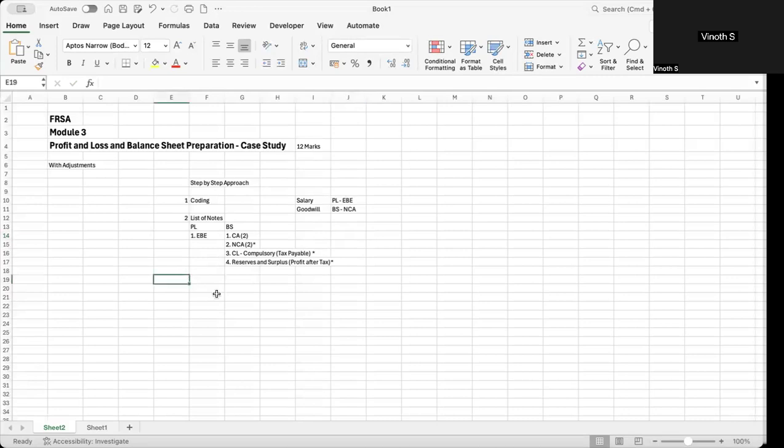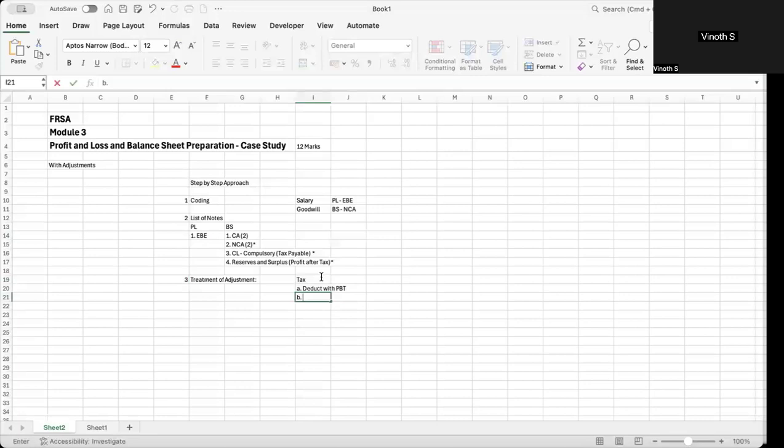Step 3: I will write the treatment of adjustments. Mostly your case study has 2 adjustments. One is the compulsory adjustment, the tax. How is the tax to be treated? The first action for the tax adjustment is to deduct it from profit before tax.